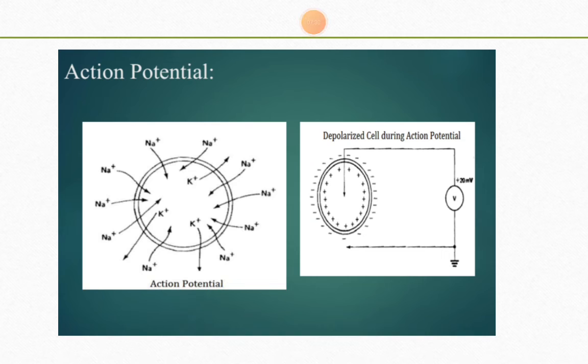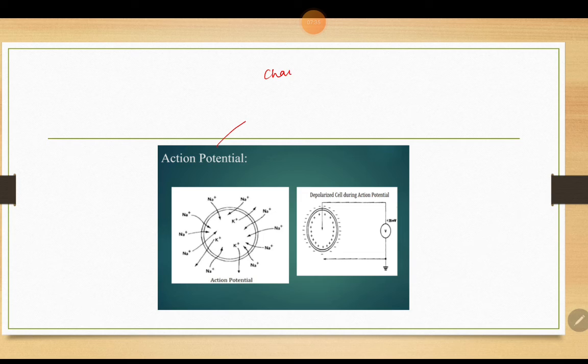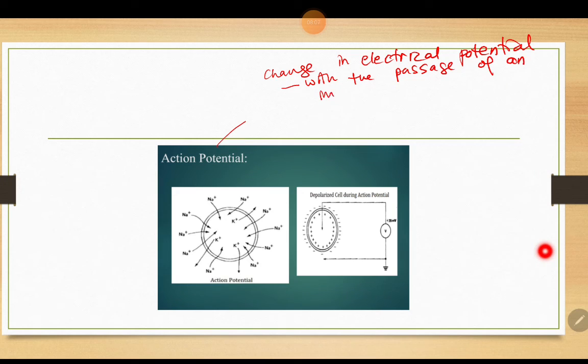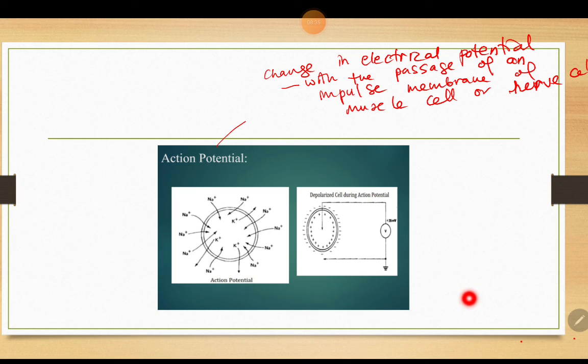Okay, what is action potential? It is the change perubahan dalam electrical potential apabila the cell was being excitable, or it is usually associated with the passage of an impulse. Bila ada impulse yang melalui membrane of a muscle cell or nerve cell. Okay, bila ada impulse dekat muscle cell or nerve cell, akan terjadilah perubahan pada electrical potential, dan perubahan ini dipanggil action potential.